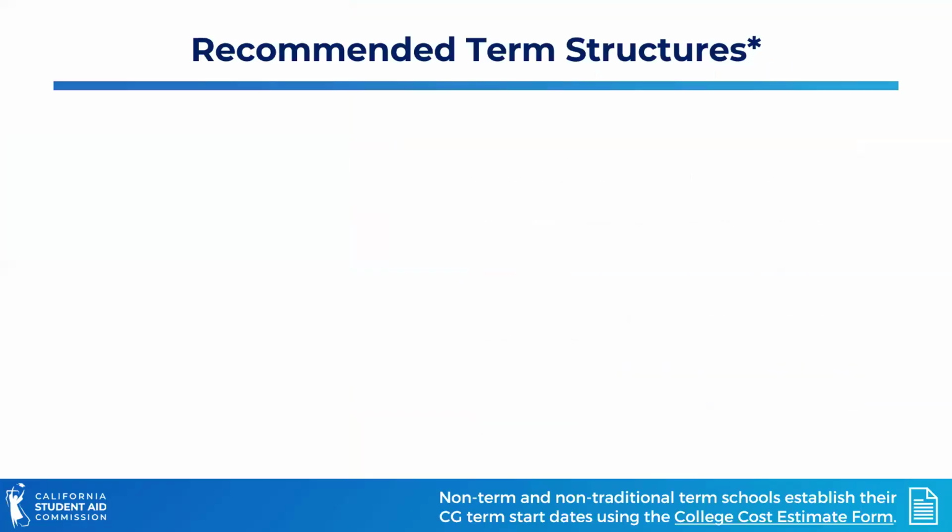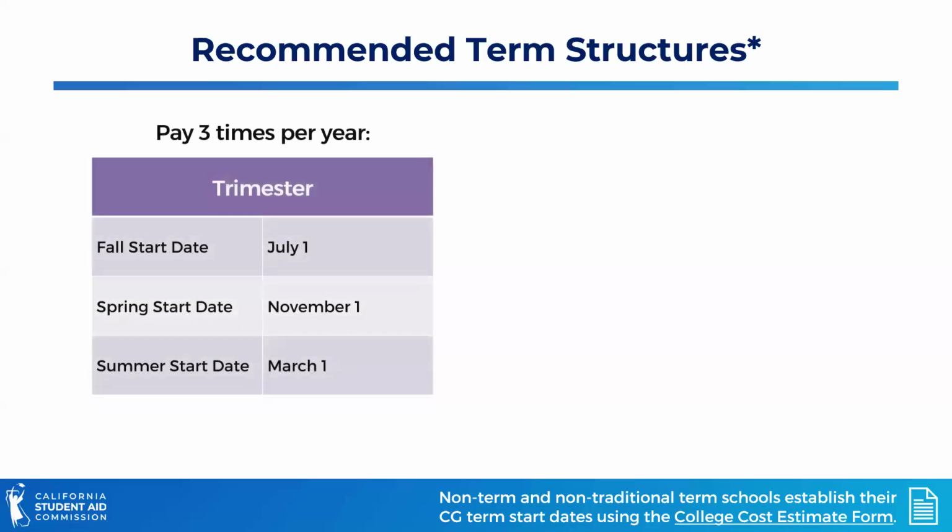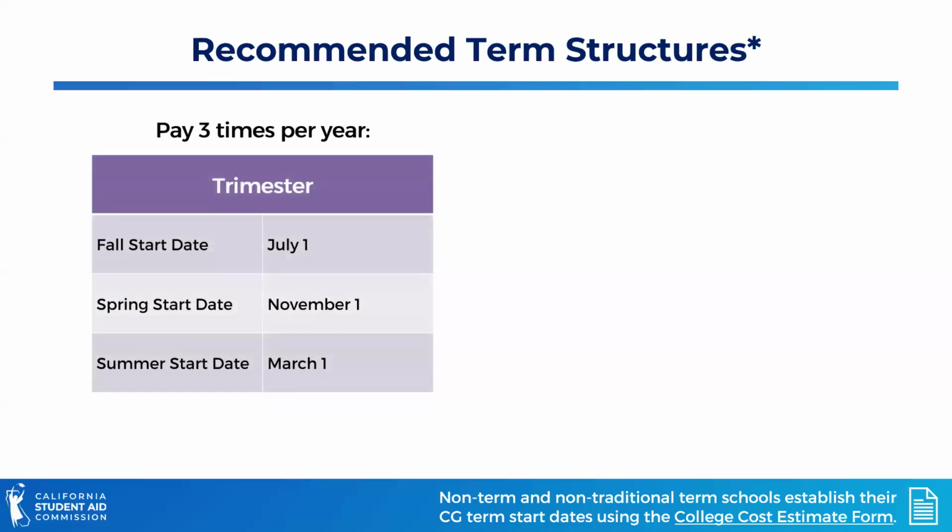So these are recommended term structures from CSAC for non-term schools. If a non-term school wants to pay 3 times per year, they can be set up on a trimester schedule with a fall start date of July 1st, a spring start date of November 1st, and a summer start date of March 1st. These terms are about 120 days each. As I mentioned, if a class overlaps between these terms, the student had to have been enrolled for at least, in this case, 60 days in order to receive payment for that class.